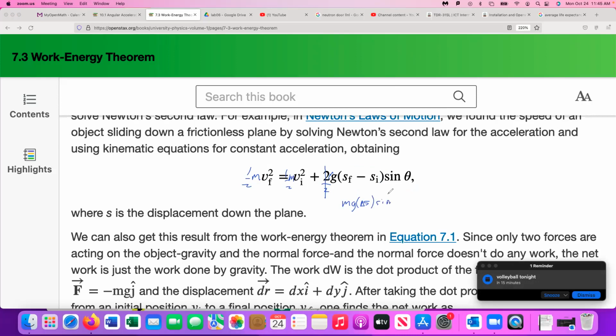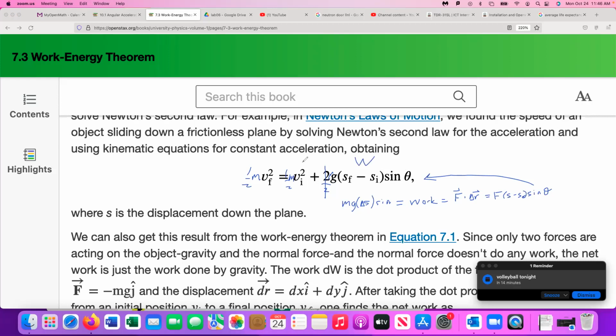Well, this right here is equal to the work, because work is equal to force, which in this case is m times g, dot product with delta r. And the dot product gives us the force times delta r, which in this case is delta s, which is s final minus s initial, times the sine of the angle between them, sine theta, which is exactly what that is.